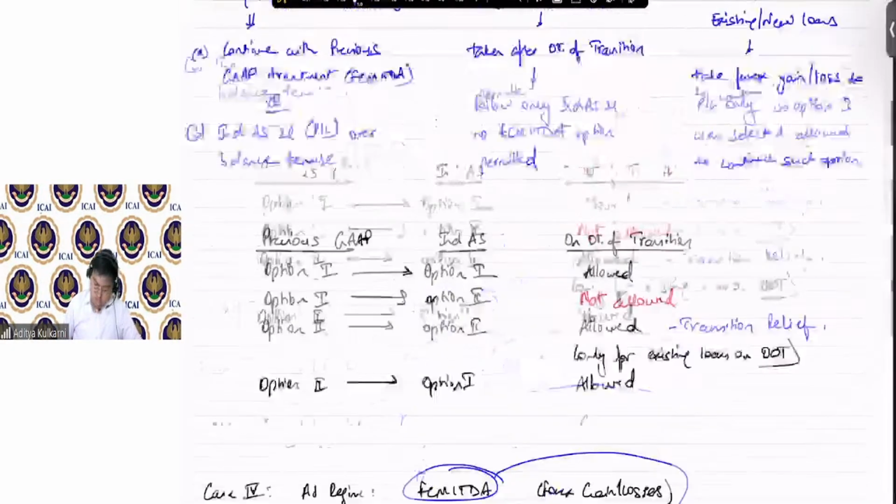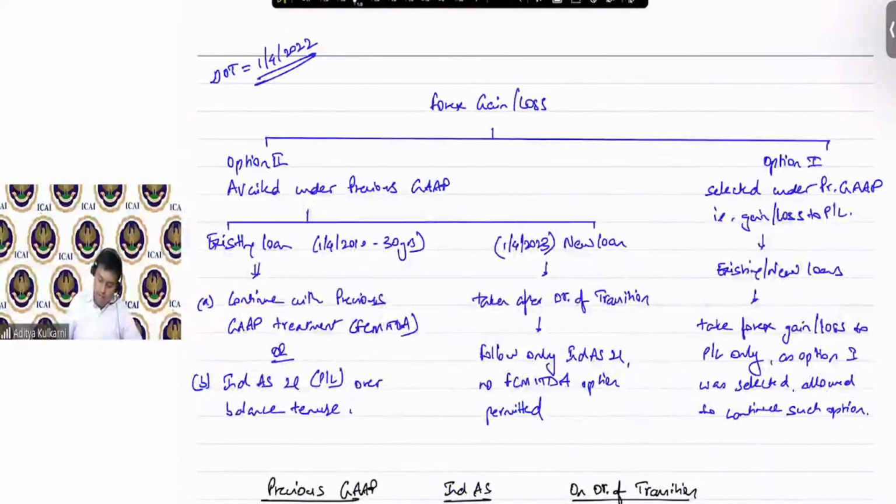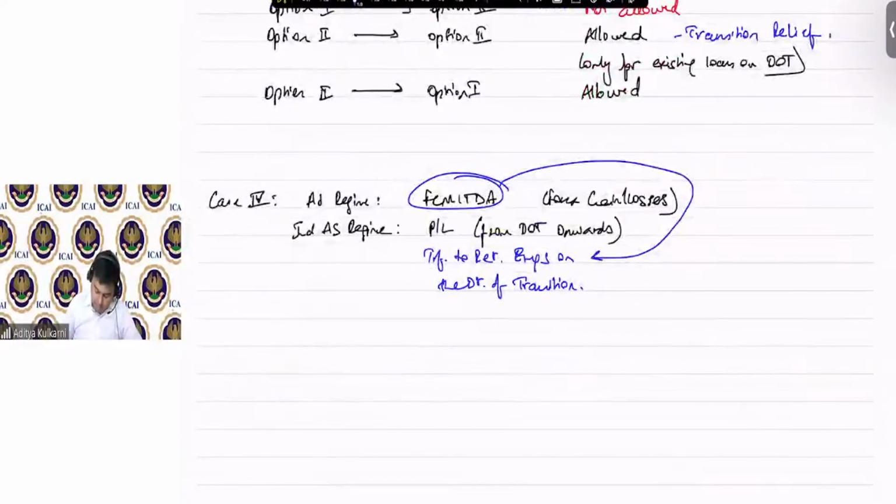Coming to the next part. I will trouble you a little more. Let us struggle a little bit. Okay. Under AS 11, there was something known as FCTR. You recollect FCTR under AS 11? Do you recognize FCTR under AS 11? What was it, sir? Do you remember anything?